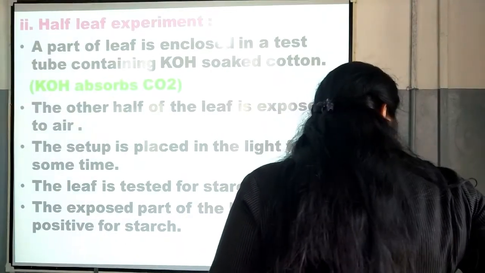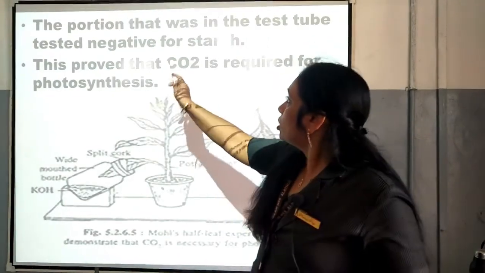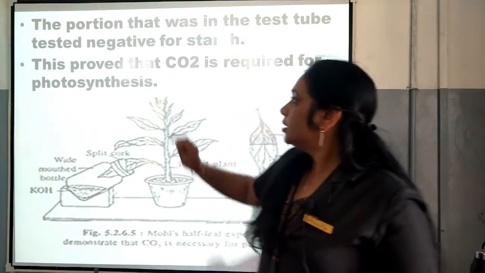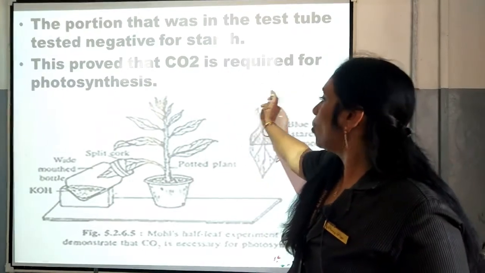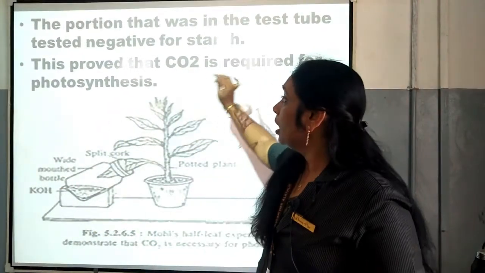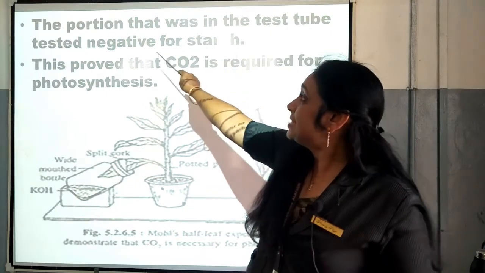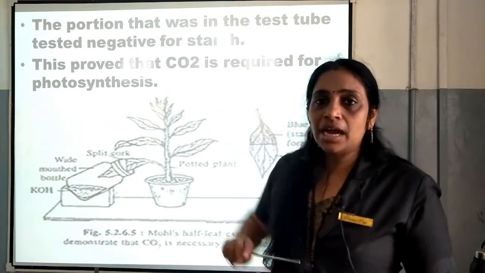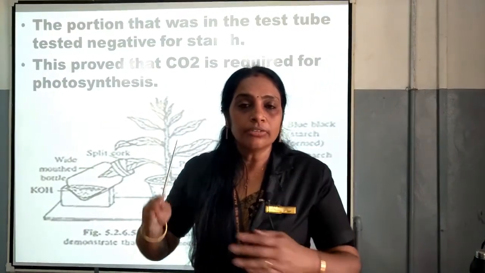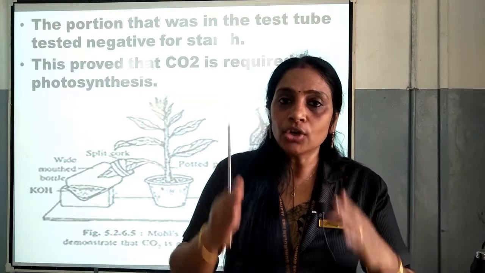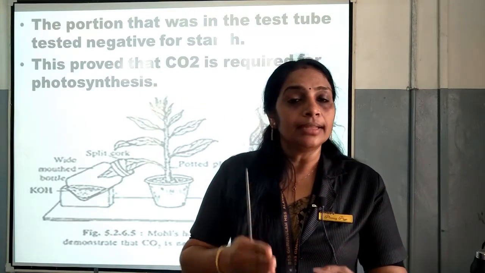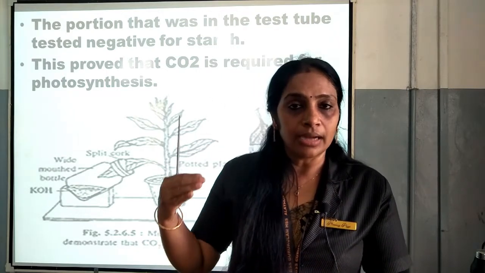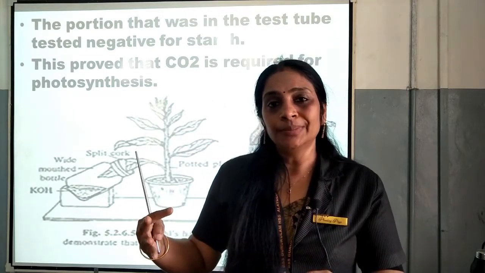And what happened to the part which was inside the test tube? You can see, the portion that was in the test tube tested negative for starch. This proved that carbon dioxide is required for photosynthesis. Why did the portion in the test tube test negative for starch? Because, as we said, potassium hydroxide is present in the test tube, and the part of the leaf which is inserted in the test tube contains carbon dioxide, surely what will happen?